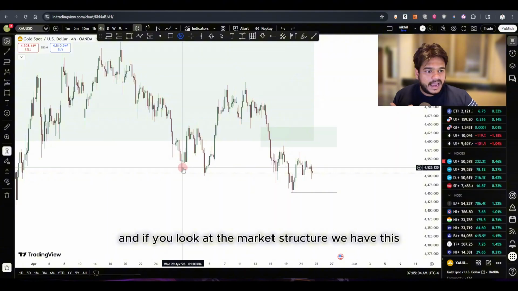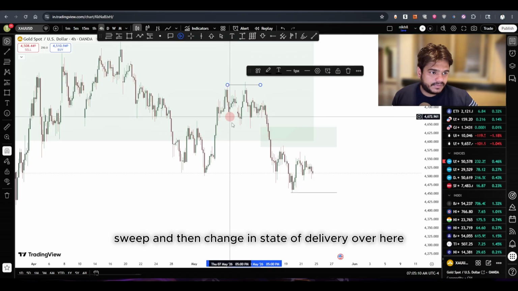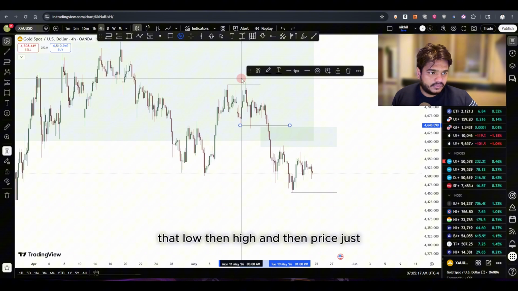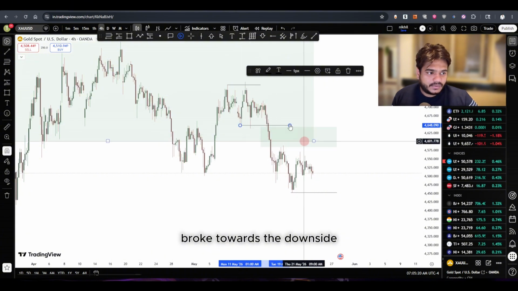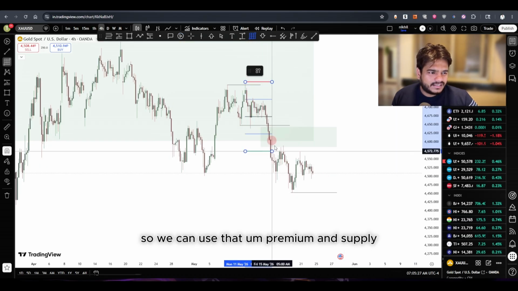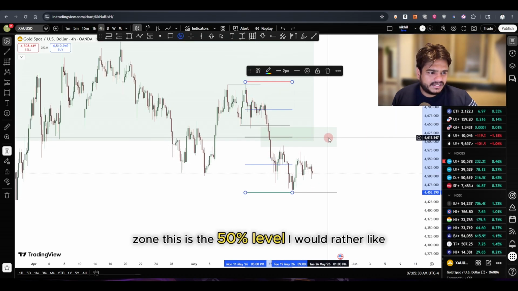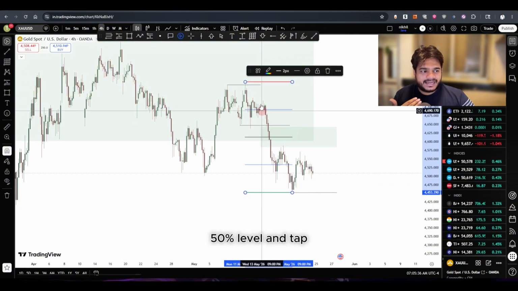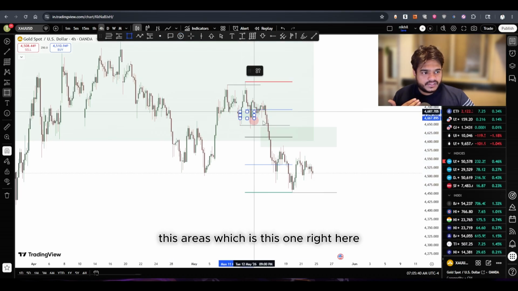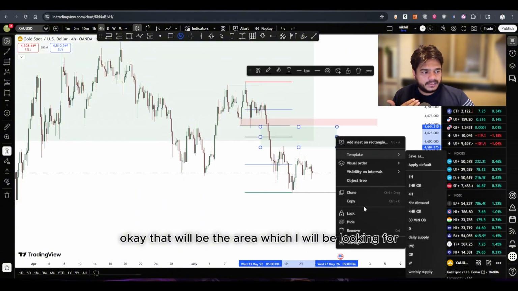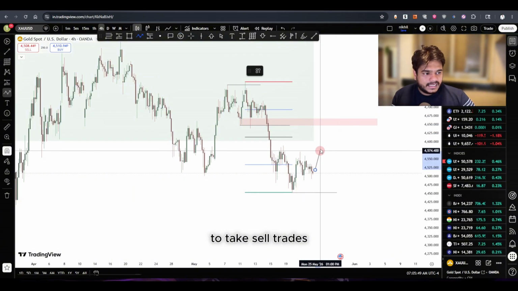And if you look at the market structure, we have this sweep and then change in state of delivery over here. This was the last leg of that low, then high, and then price just broke towards the downside. And we have this huge imbalance that market might fill. So we can use that premium and supply zone. This is the 50% level. I will rather wait for price to at least go beyond the 50% level and tap this area, which is this one right here. Okay, that will be the area which I will be looking at to take sell trades.